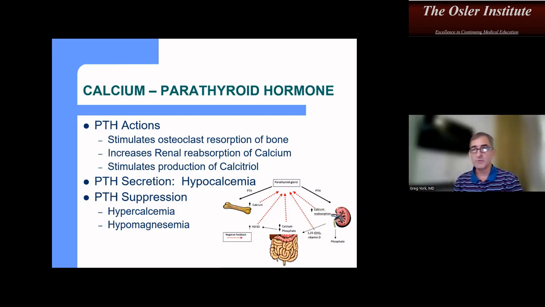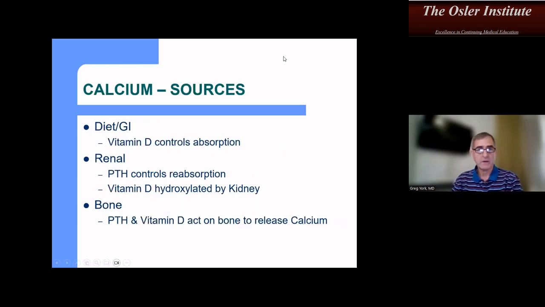What causes it to stop secretion or suppresses its secretion? High calcium and low magnesium. Okay, so 2 things can cause it to stop secreting. Where do we get calcium from? 3 sources: our diet, the GI tract basically, our bone, and the kidney controls the reabsorption of calcium.